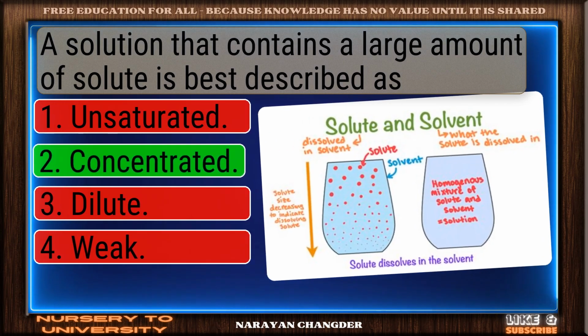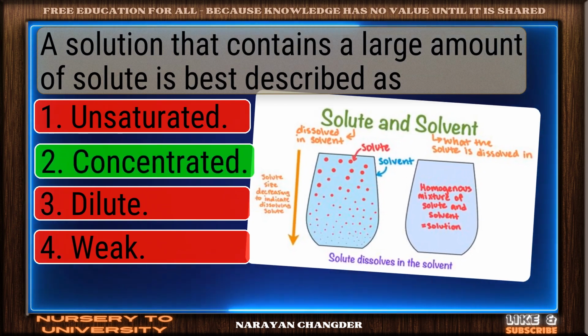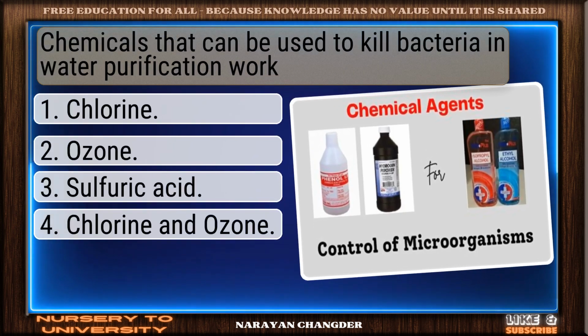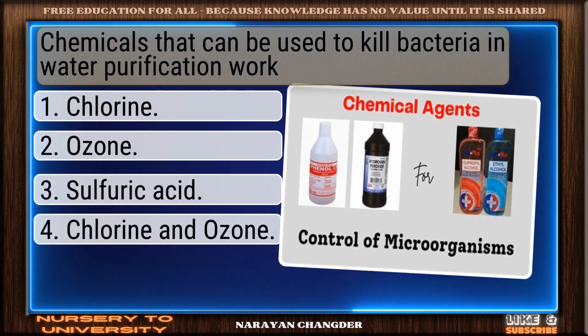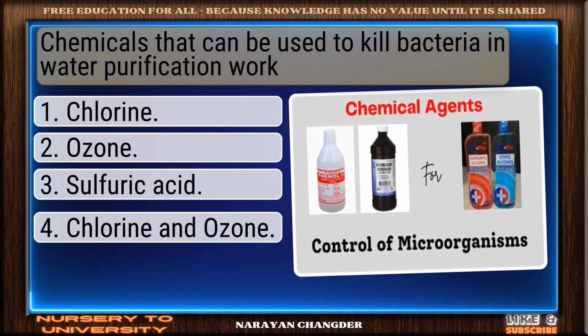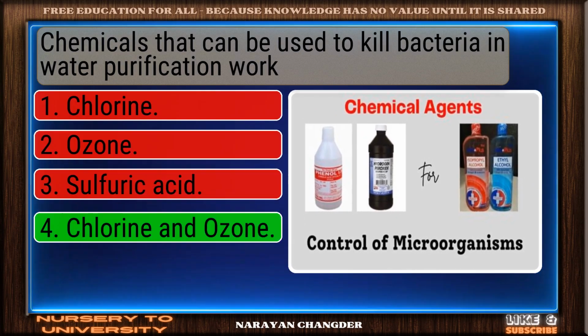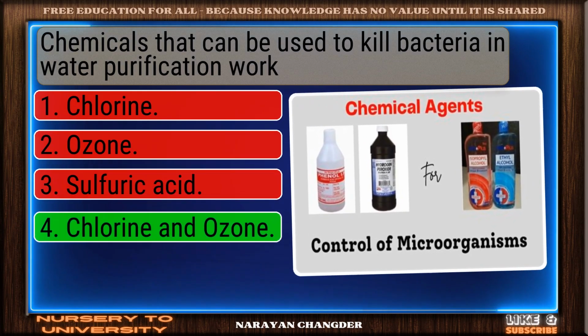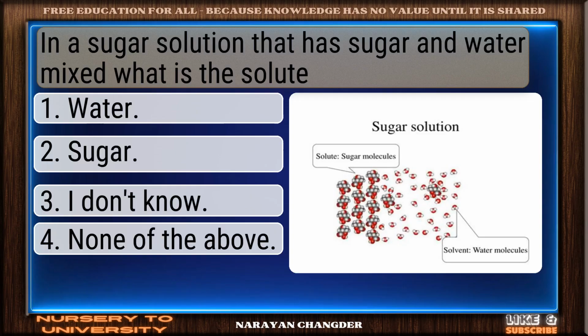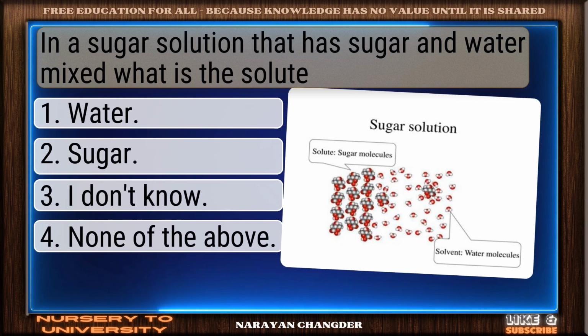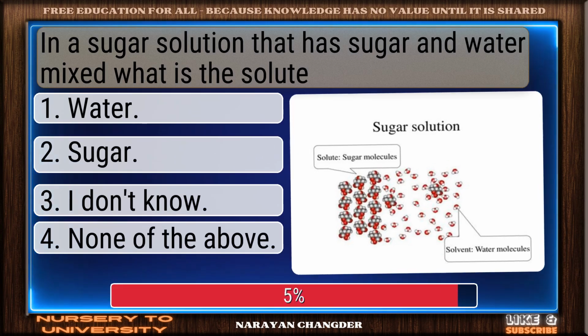Clear logic. Your choice, concentrated, is sound and 100% true. Question number 101. Chemicals that can be used to kill bacteria in water purification work. Well reasoned. Chlorine and ozone is the correct choice. Question number 102. In a sugar solution that has sugar and water mixed, what is the solute?